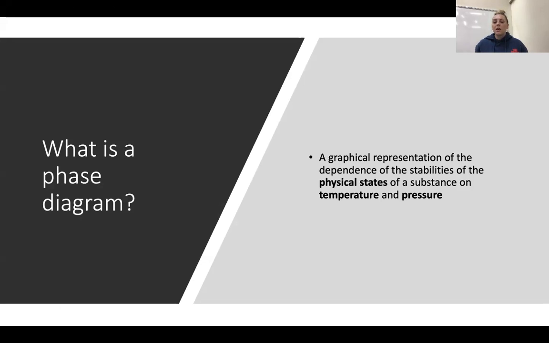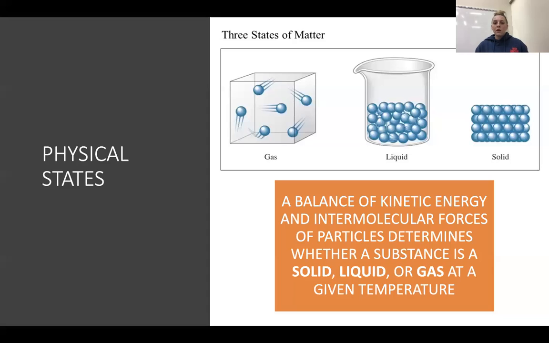From your textbook, it's defined as a graphical representation of the dependence of the stabilities of the physical states of a substance on temperature and pressure. It's kind of a hefty definition, so I'm actually going to break it down a little further so we can really get to understand each part of it, and then we can put it all together and dive into phase diagrams. So first, we have your physical states.